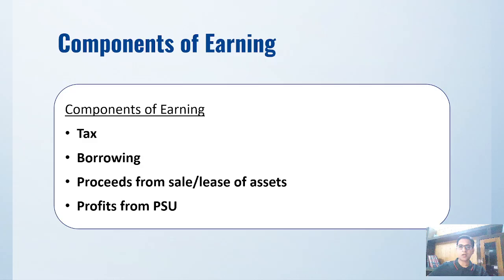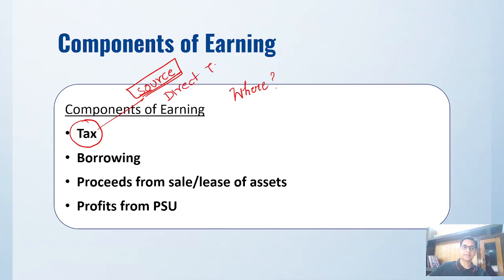Now, what are the components of earning? Like, from where does the government earn the money? Obviously, taxes are the main source of earning of the government. Tax is a very important source. Taxes can be direct taxes like your income tax, and indirect taxes like your GST. Okay, like that. There are a lot of other taxes.